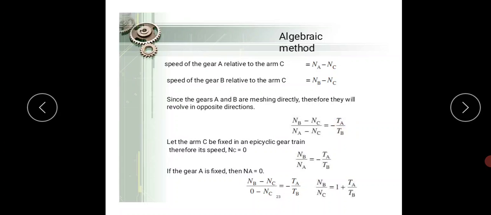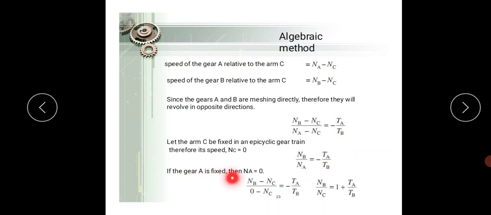Let arm C be fixed in the epicyclic gear train, therefore its speed Nc equals 0. So we get this equation: Nb divided by Na equals minus Ta divided by Tb.